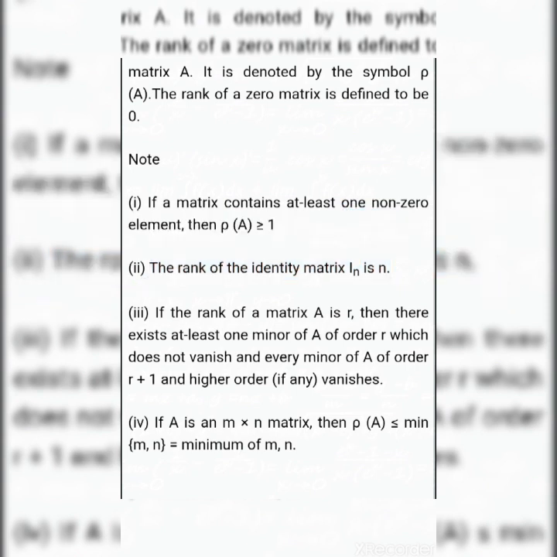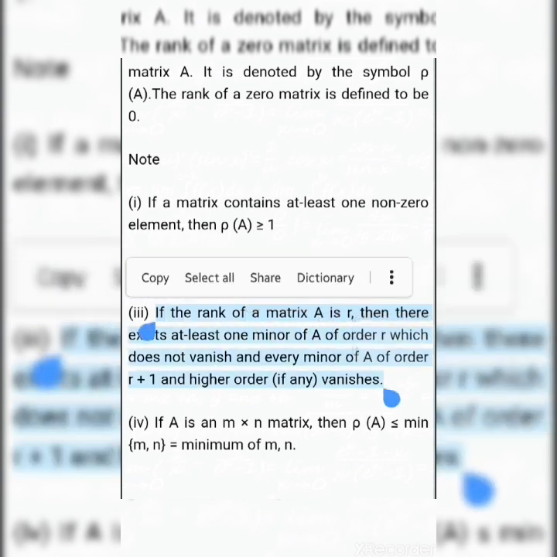Third note, if the rank of a matrix A is r, then there exists at least one minor of A of order r which does not vanish, and every minor of A of order r plus 1 and higher order vanishes.